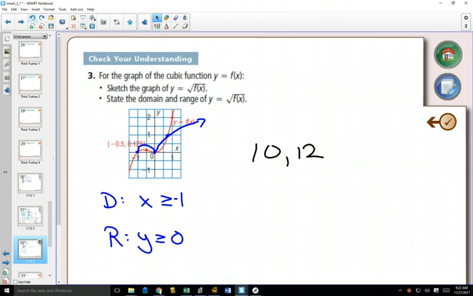Okay, questions for practice with this one are 10 and 12. So I'll give you 5 minutes on those as well.